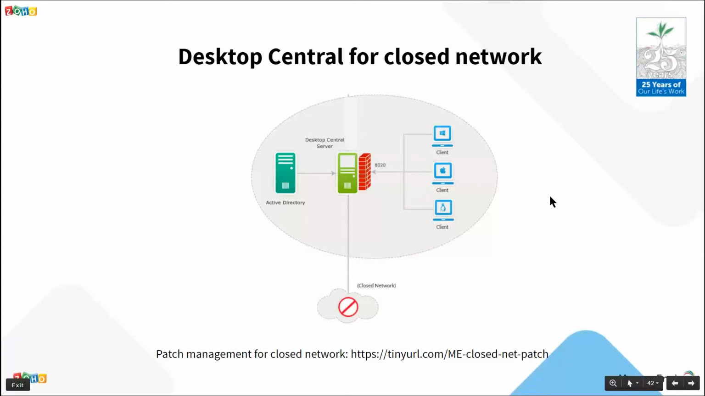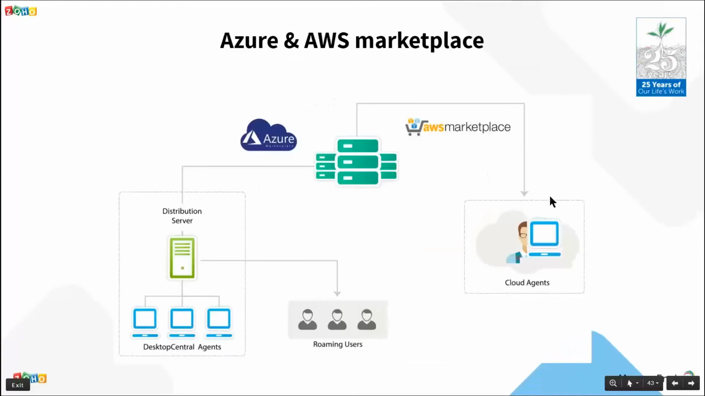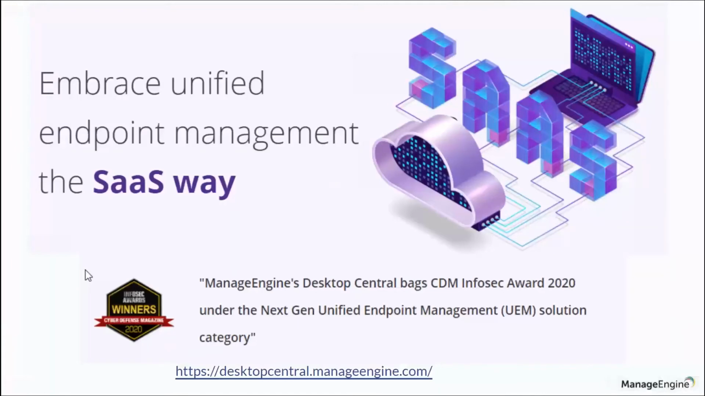Desktop Central is available in the AWS and Azure Marketplace. In case you're looking to host your Desktop Central server in Azure or AWS, you can easily do that. We have recommendations for this on our website as well. Desktop Central is also available as a SaaS cloud-based product. You can sign up for a free trial edition and evaluate the Desktop Central Cloud Edition. If you'd like to schedule a demo for that, we can also assist you with that.